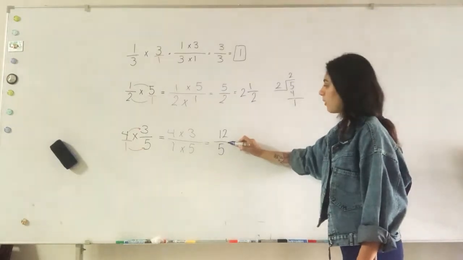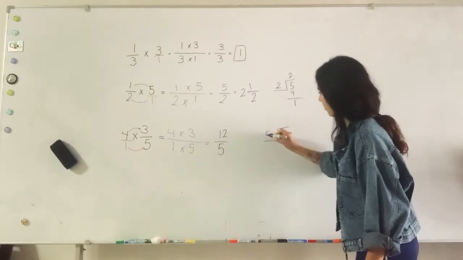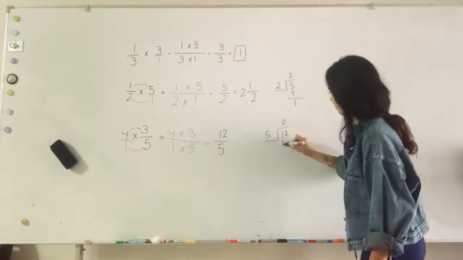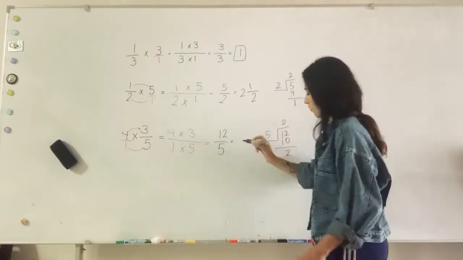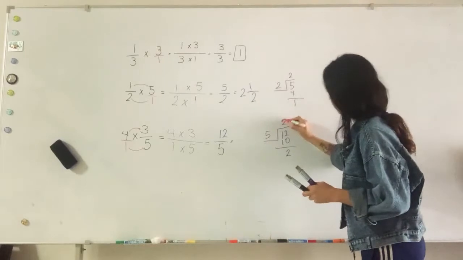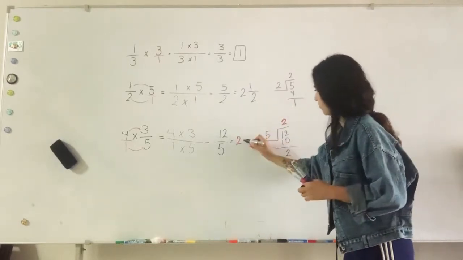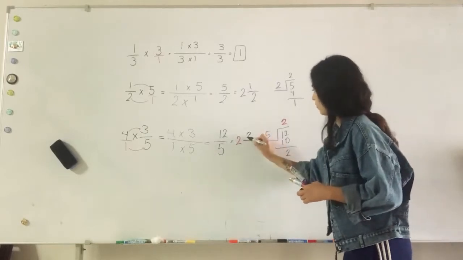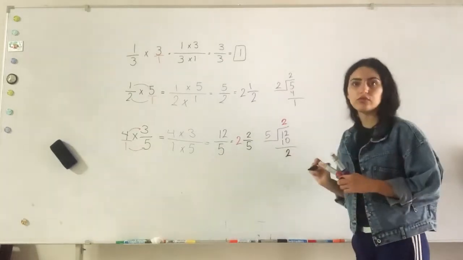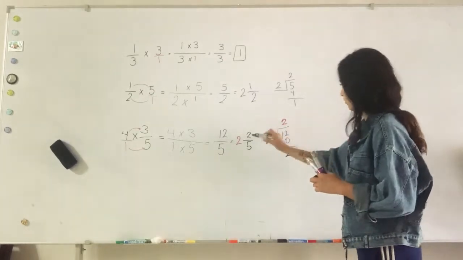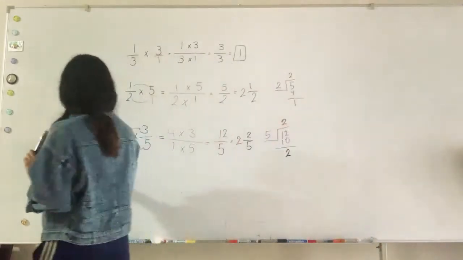Converting an improper fraction to a mixed fraction. 12 divided by 5. 2, 10, remainder 2. So our mixed fraction will be 2, 2 over 50. I'm using a different color, so this 2 is this 2, this 2 is this 2, to make you see it better.